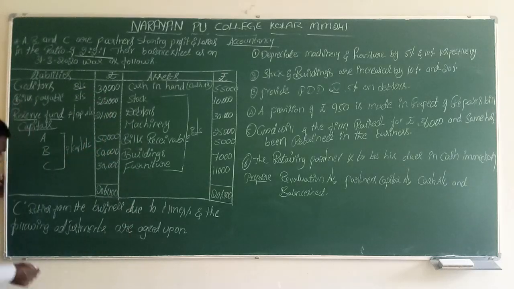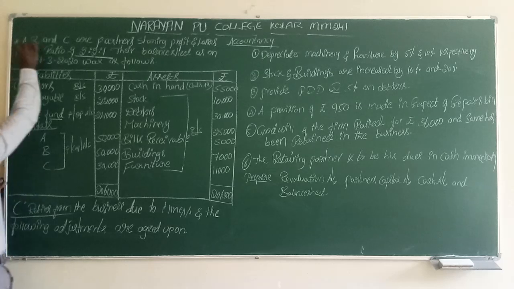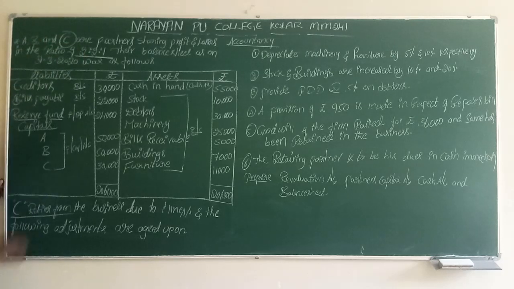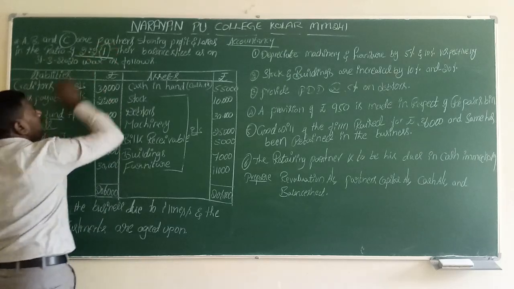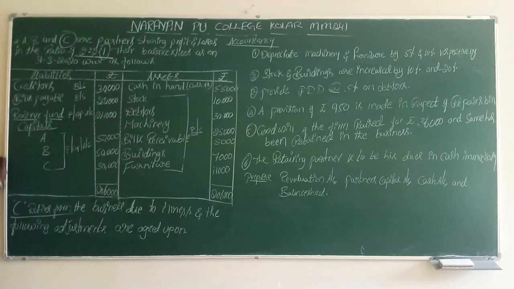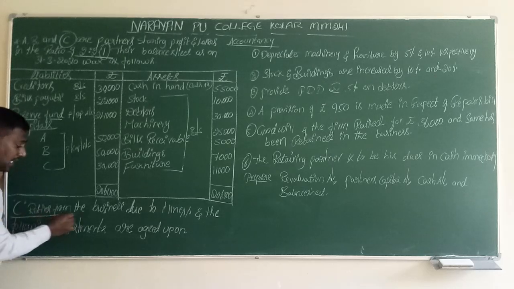So here, C retires from the business. Out of these three partners, C is going to be retired. First we have to think about it. Next, the second thing is, the share of C is 1 by 5. 1/5 share is C's share. So C retires from the business.